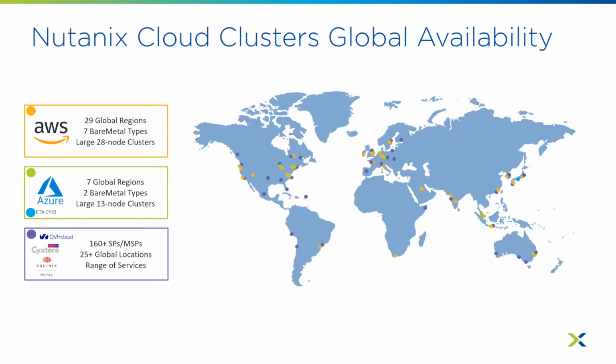With Azure, we have 2 different instance types out there, 7 regions out there, another one coming on this year that you see in the light blue. And then we have 13 node clusters. You can do up to 16. And again, those things change out as we improve the service over time.